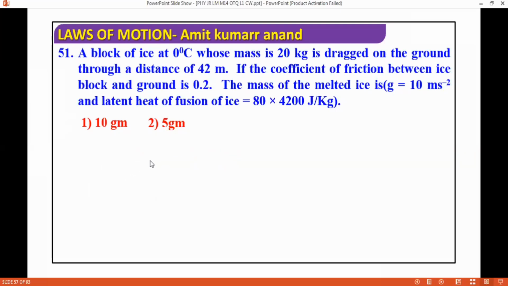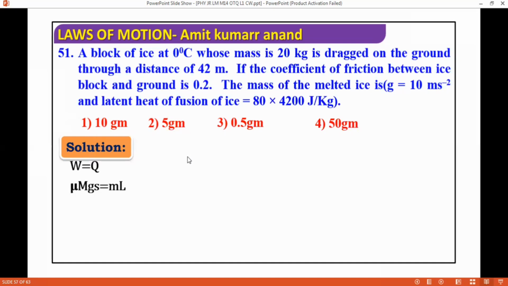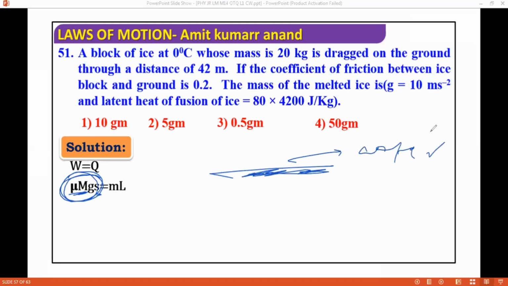So basically, what's happening? The coefficient of friction is given. The friction will do some work. What work will friction do? μmg into S. This is the friction force; you multiply by S and you get the work done by friction. Whatever the friction between the surfaces, this will convert ice into water, because by energy conservation this will generate heat, and the heat will convert ice into water.